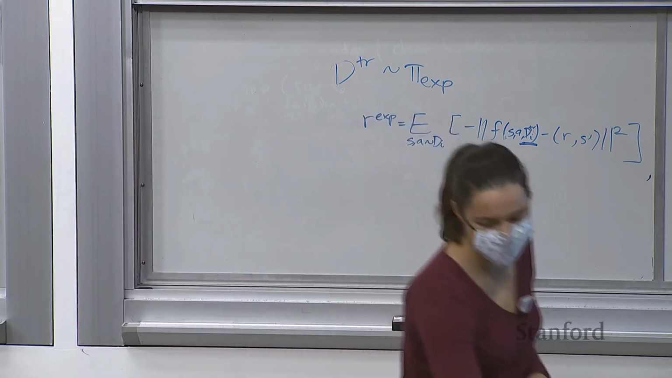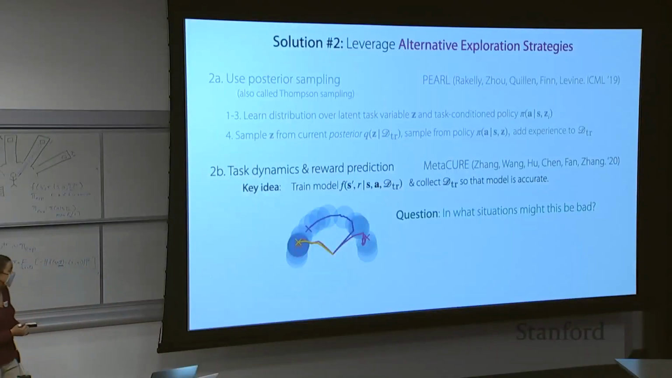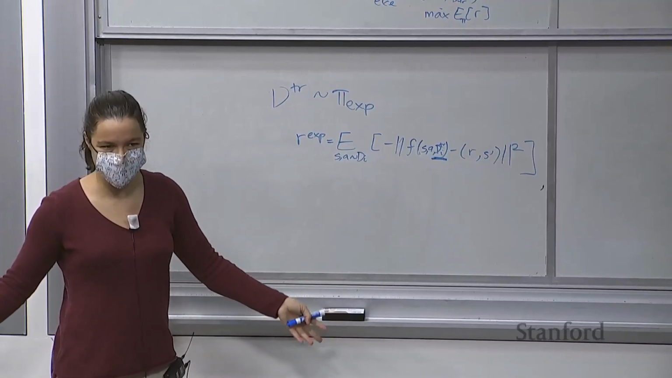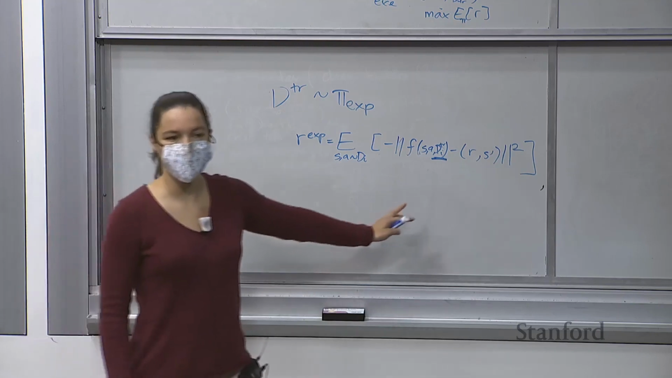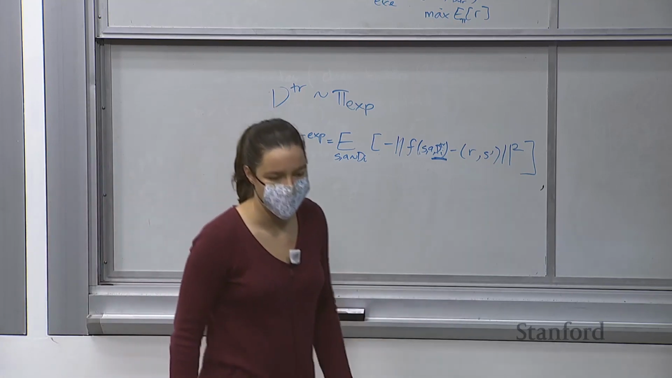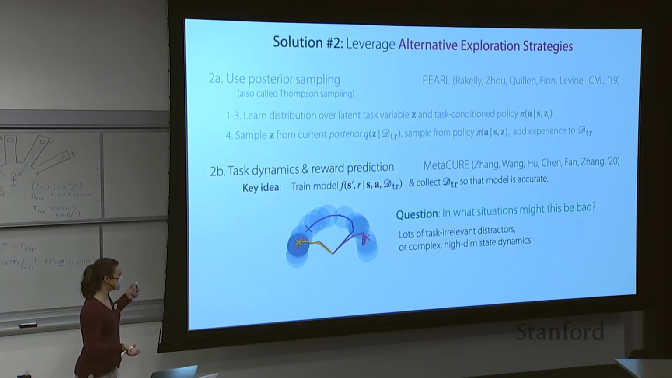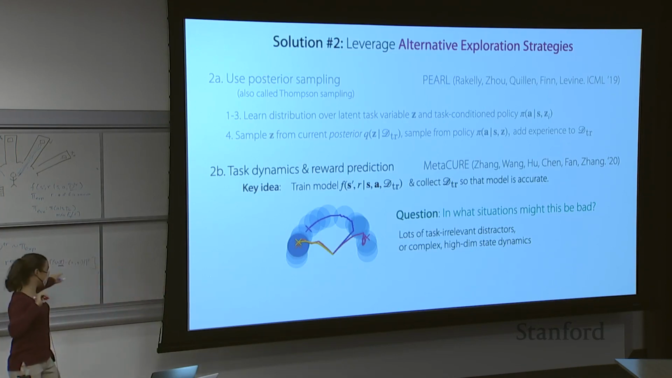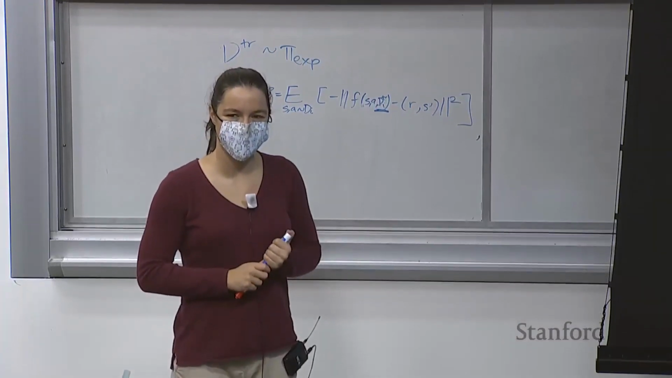So that said, one thing that is potentially bad about this approach is if there are parts of the dynamics that are different across tasks, but irrelevant to solving the task, then it will actually try to seek those out. And so essentially if there are a lot of task-irrelevant distractors, or if you're in a very complex high-dimensional state space where learning a model is difficult, this sort of approach will be less satisfying.